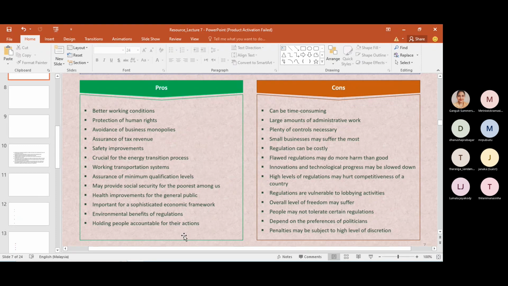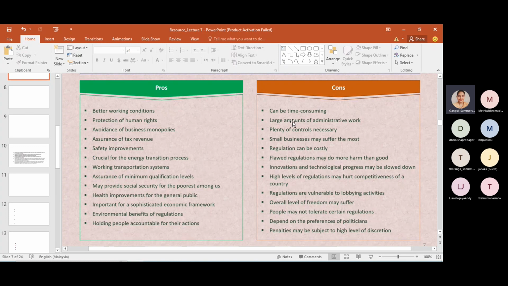Regulation also provides social security for the people, the health of the general public is improved, and there can be some environmental benefits of regulation. Because of regulation, people will learn how to be accountable and responsible for their own actions. Okay, so these are some advantages of regulation. These are the good side, the brighter side of regulation.